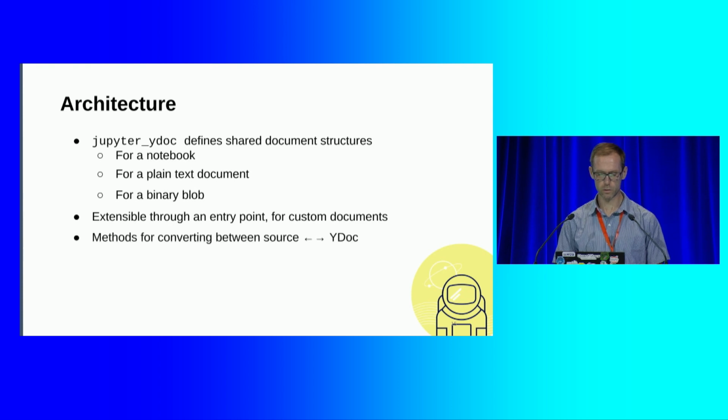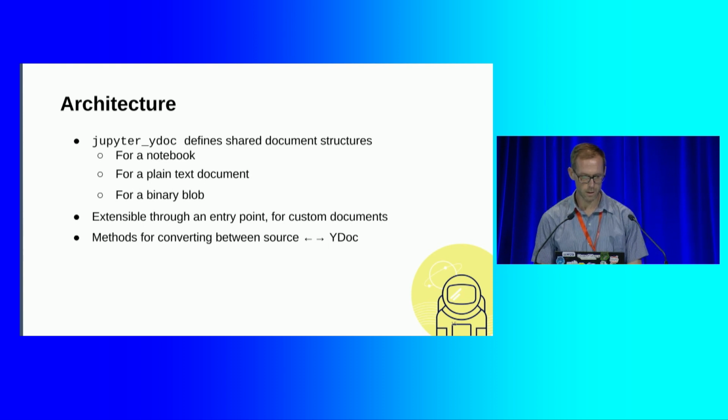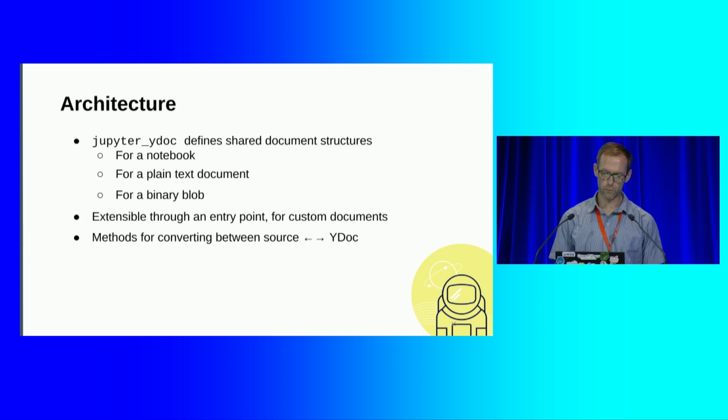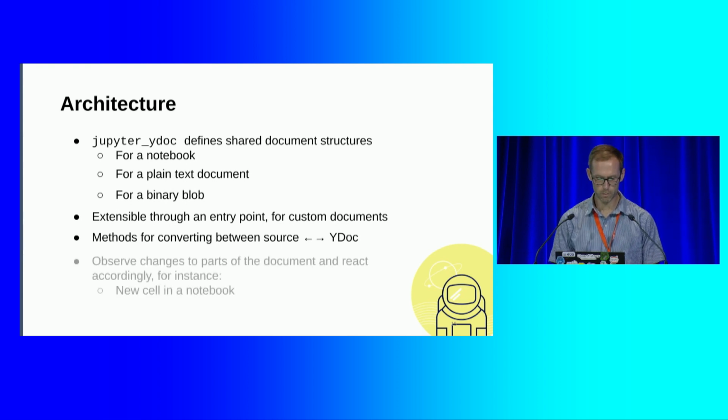You just need to ensure that this document complies with the API, so it must, for example, implement methods to convert between the source and the shared document in both directions, and also methods to observe changes to parts of the document and to be able to react to it. For instance, when we create a new cell in a notebook, that will trigger a special event, or when we edit a text inside a cell, that's another trigger.